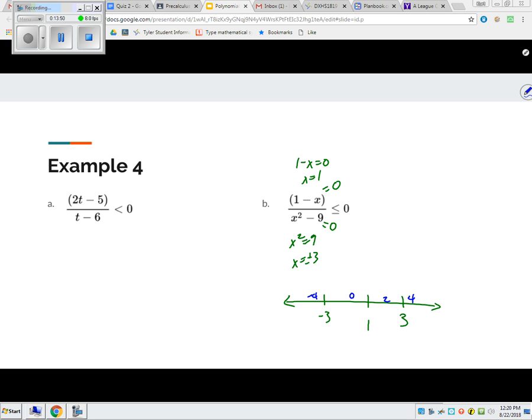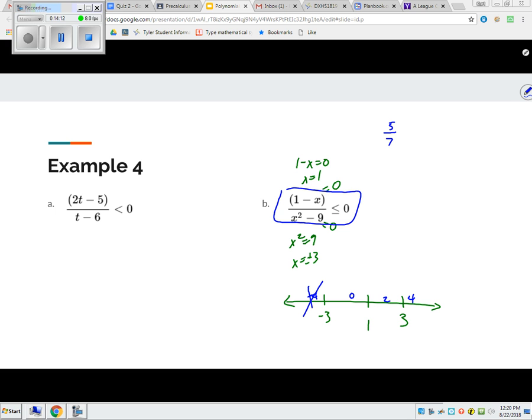Now I'm going to get fractions on these, okay? And again, I'm plugging it back into this original box right here. So 1 minus -4, that's a 5. -4 squared is 16. 16 minus 9 is 7. That's less than 0. Oh wait, that's greater than 0. I want less than 0. So this region does not work for me.